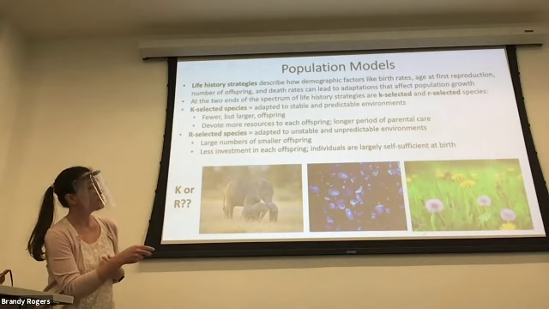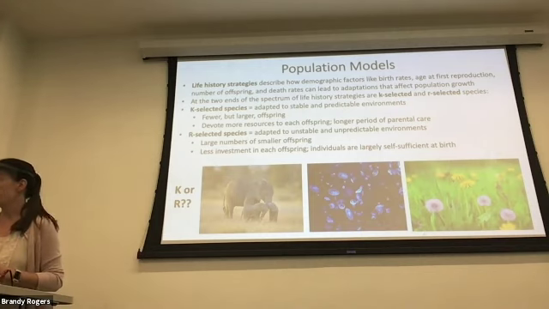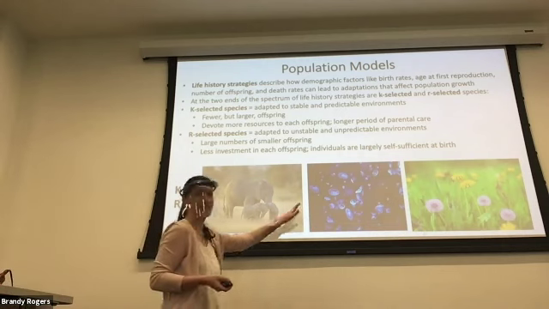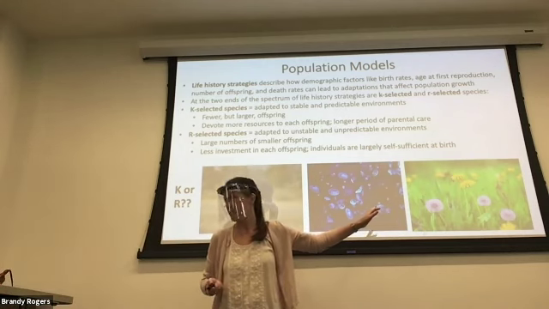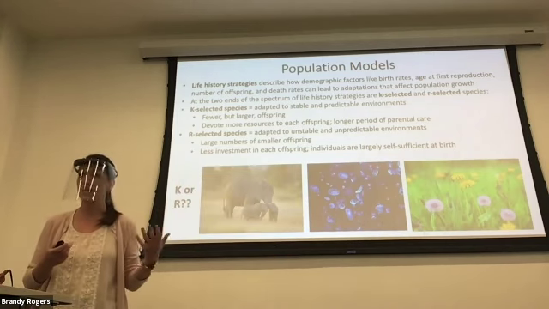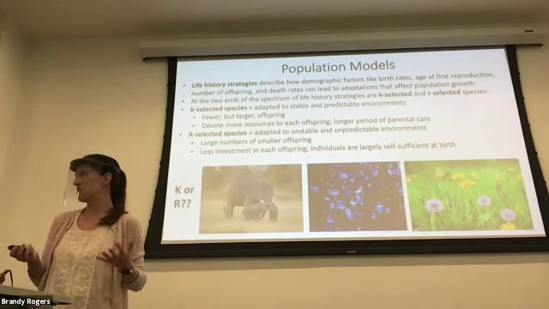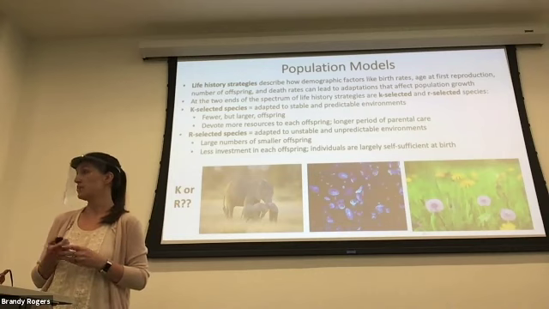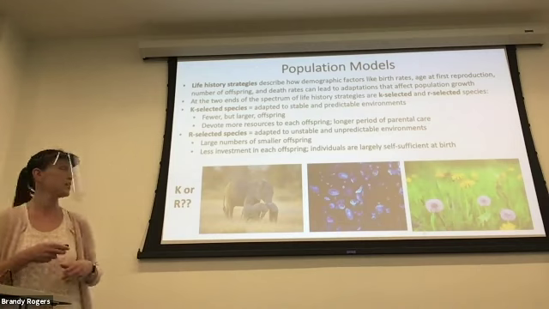And individuals are largely self-sufficient at birth. They have to be. They can't require any parental care because these types of species aren't adapted to provide it. That makes sense? So it works, right? That strategy works because that's the type of strategy that they're best suited to do. It doesn't necessarily mean one is better than the other. It just means that it works for that particular species.